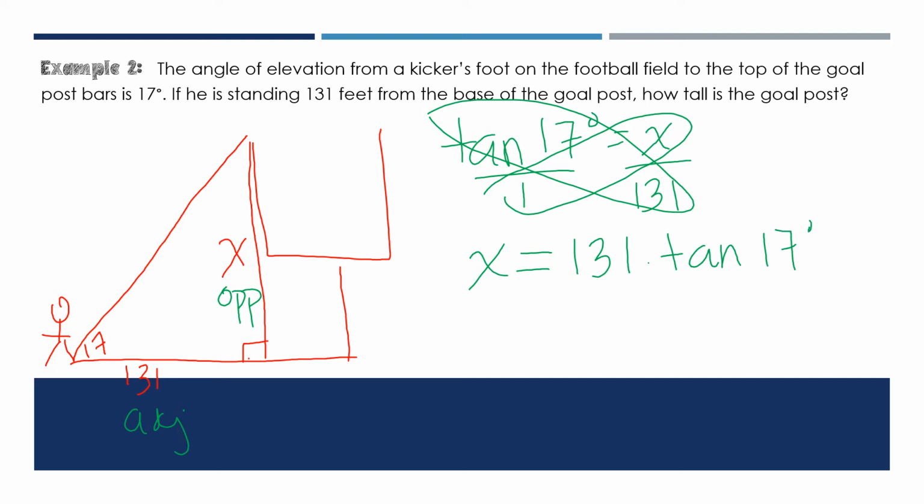So 131 times tangent 17. The goalpost is about 40.1 feet tall.